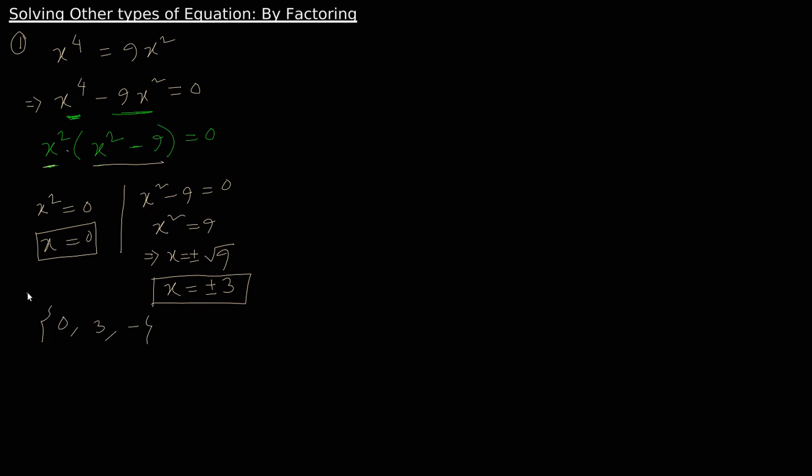Of course, in general we need to check all these solutions. So let's try to check. First x equal to 0. In which equation? Remember, in this equation, x power 4 equals 9x square. So if x equal to 0, it will be 0 power 4, and I do not know if it is going to be equal or not, 9 times 0 square, which is 0 equals 0, so that is correct. So x equal to 0 is correct.